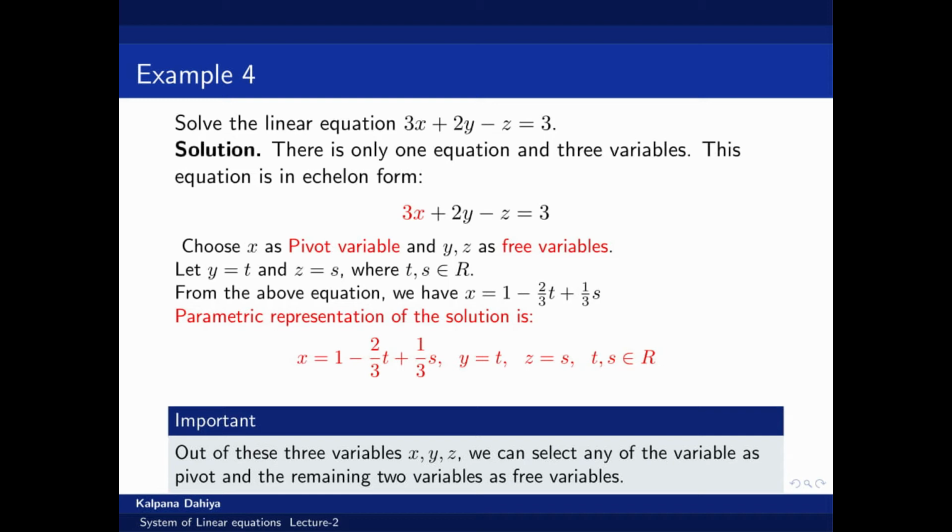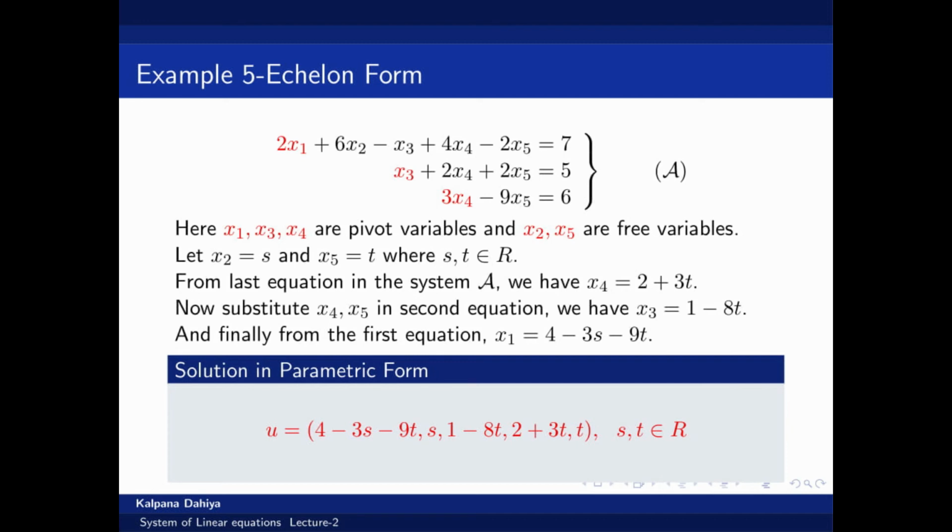Here it is very important to note that out of these three variables x, y and z, we can take any of the variables as the pivot variable, and the remaining two variables we assign as free variables, and then correspondingly we can find the solution depending upon the free variable and the pivot variable.